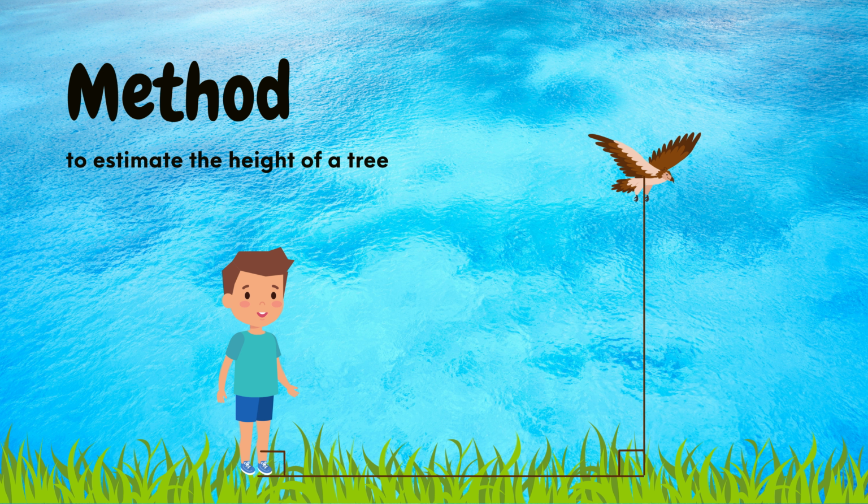Let's assume that the ratio is 1 to 60. If the distance between the eagle and the ground in the photo is 5 centimeters, that means that its actual altitude is 3 meters.